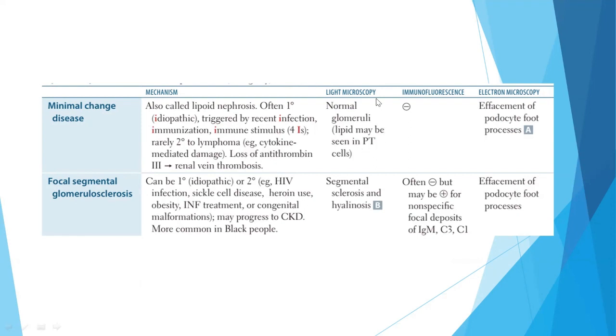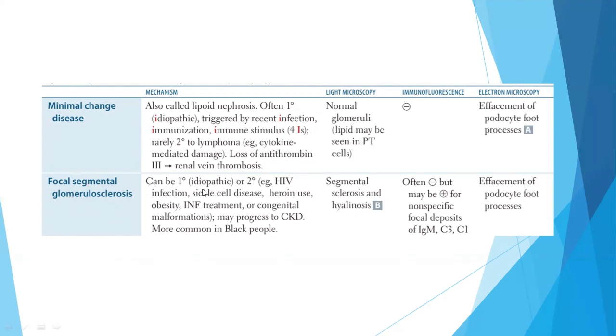In light microscopy, there are normal glomeruli. Lipid may be seen in PT cells. The immunofluorescence is negative, and only on electron microscopy can we see the effacement of podocyte foot processes. So minimal change disease, minimal means there are minimal findings that are seen on the microscopy.